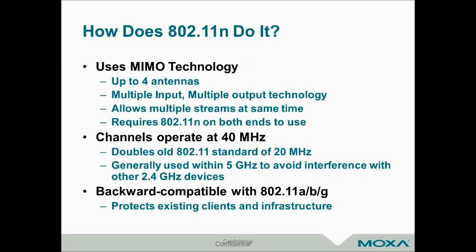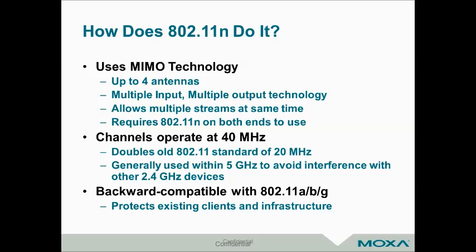In addition to that, the channel size for 802.11n is twice what it was in the older wireless standards. You can think of that as a pipe, if you will. If you have a small diameter pipe, there's a certain volume of water that can flow through that pipe. If all of a sudden you double the size of that pipe, you can double the amount of water that can flow through. And it's the same thing with the wireless channels.